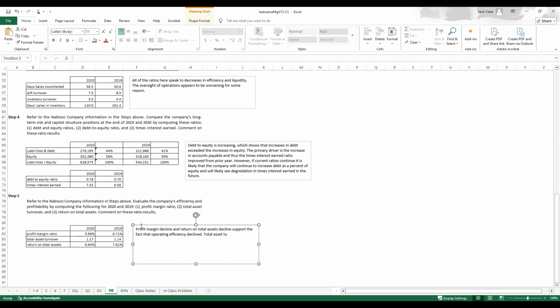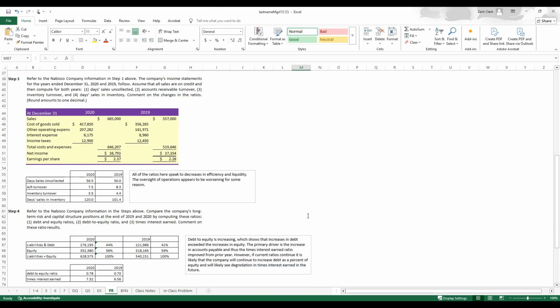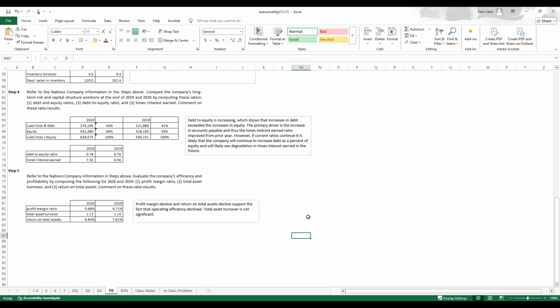Total asset turnover is not, so it's so small that it's not really significant. So we'll just leave it at that. And yeah, this poor company is not doing well, and now we've analyzed all their failures. So everything looks like it's in maybe a dire position. So as a board member, for example, if you were overseeing this company's management, you might have some pointed questions.